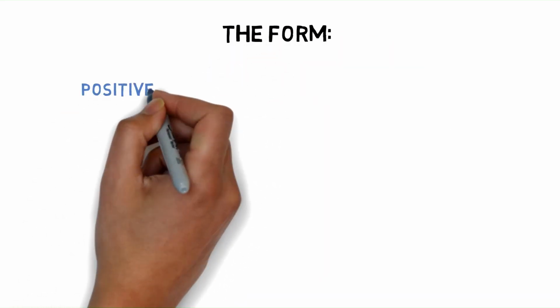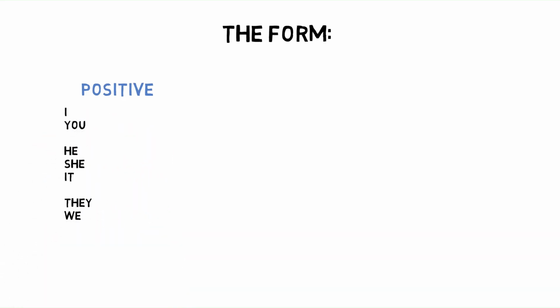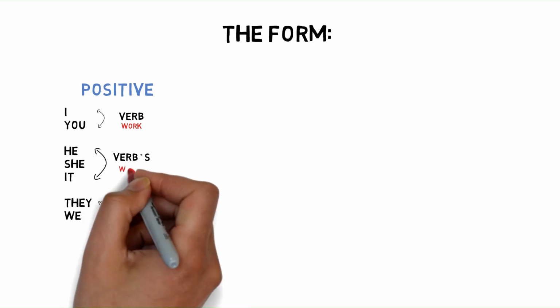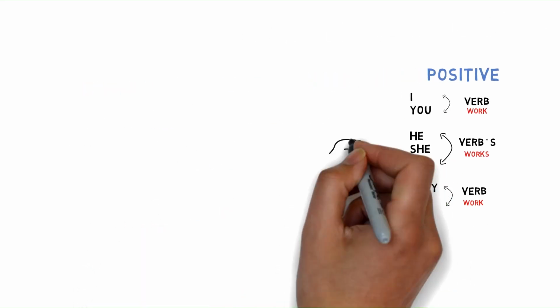The form. For the positive form, we use the subject, I and you, with the verb without adding anything. For example, work. For he, she, and it, we add an S to the verb. For example, work becomes works, and we and they, we keep it the same, work.